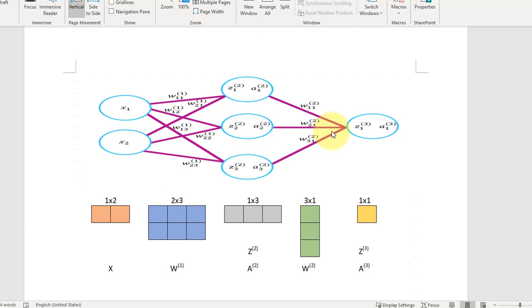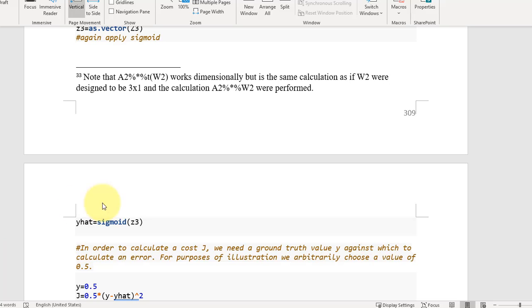Let's make sure. So now we have Z3, but how do we get this? It's just passing this through the sigmoid function, so we need to do that next. We do that here, and we call it y hat. We could call it A3, or we could call it y hat. It doesn't matter what we call it, but we're calling it y hat here.